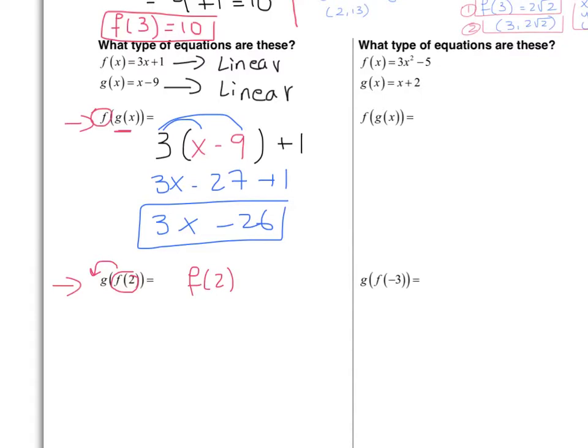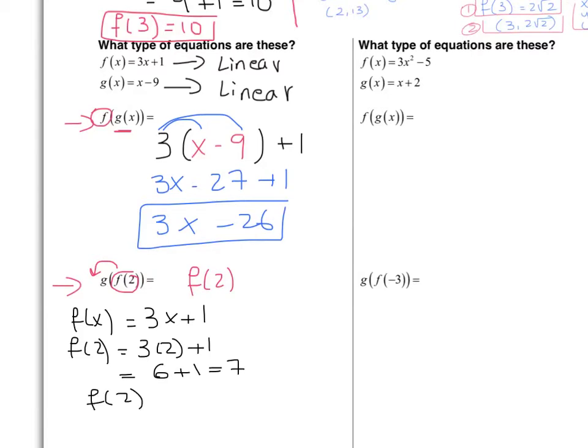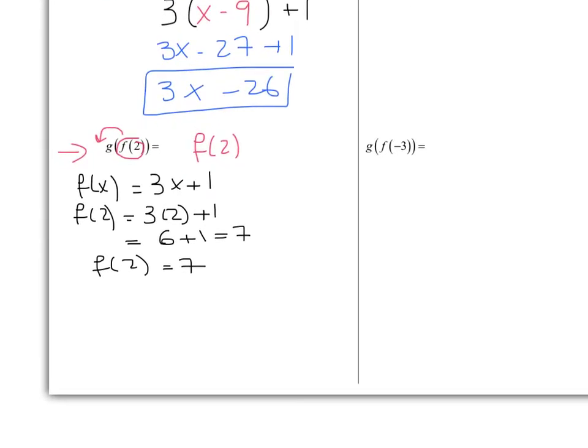Now f of 2, remember that f of x is equal to 3x plus 1. So f of 2 means wherever x is, plug in 2. That would give you 6 plus 1, which is a 7. It means f of 2 is equal to 7. Now, we're not done. They said g of f of 2.